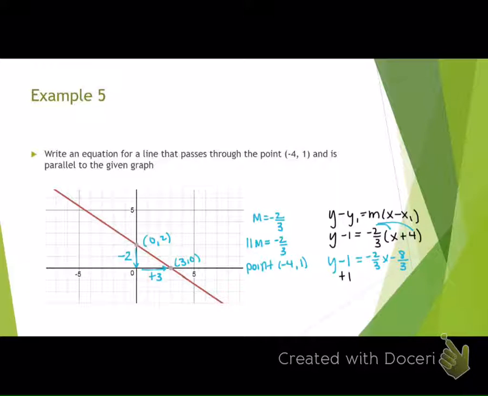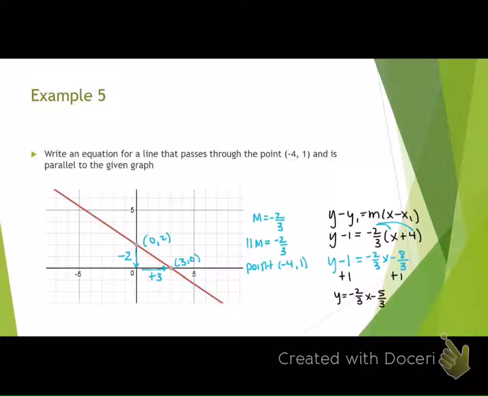From there, we add 1. So in your calculator, you do negative 8 over 3 using the ABC button plus 1. Or if you had it as negative 2 and 2/3, you do negative 2, ABC 2, ABC 3. Does that make sense? You just keep hitting the ABC button if you have a mixed number. So you add that together and you get y equals negative 2/3 x minus 5 over 3, which is the same thing as negative 1 and 2/3.